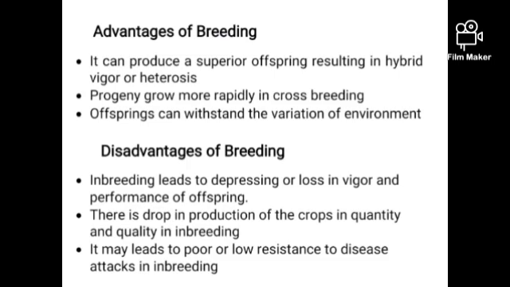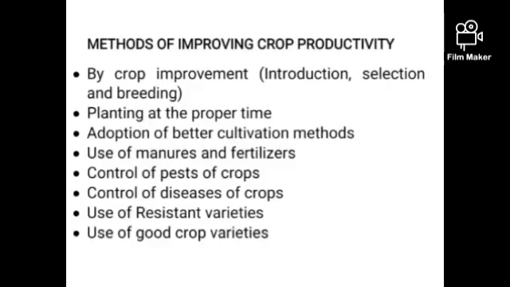Advantages of breeding. Offspring can withstand the variation of environments. Progeny grows more rapidly. Disadvantages of breeding. It could lead to inbreeding depression. There is drop in production or yield of crops in terms of quality and quantity.